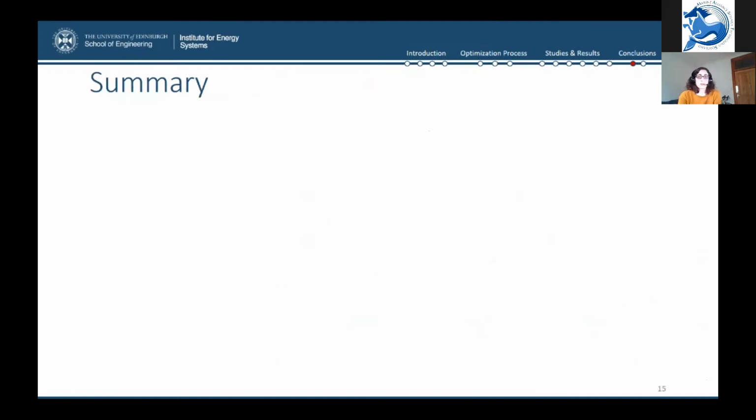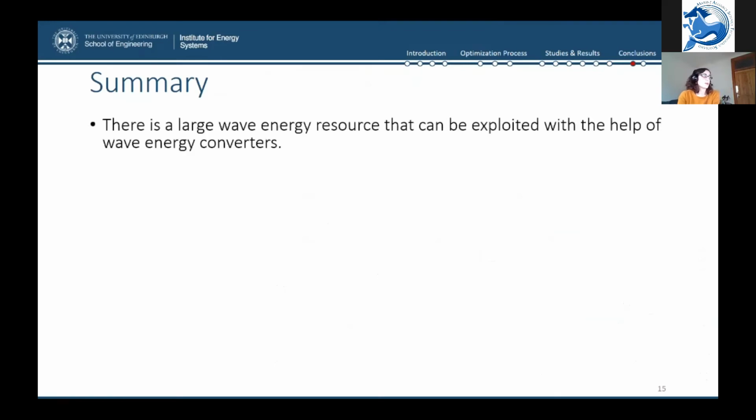And so, in summary, there is a large wave energy resource that can be exploited with the help of wave energy converters.